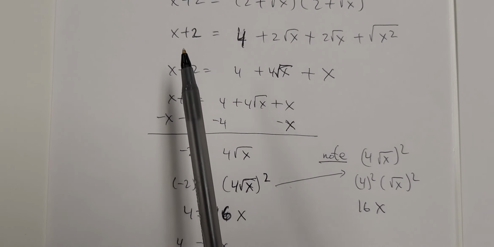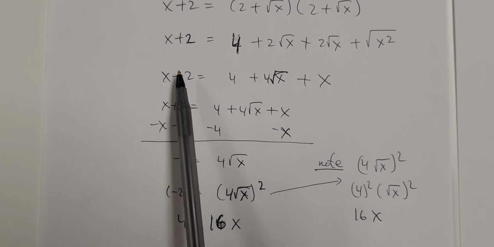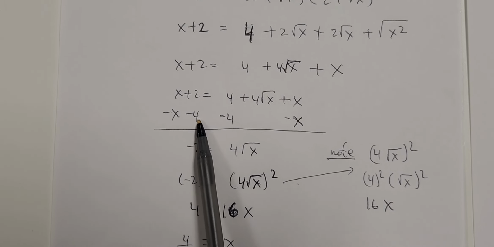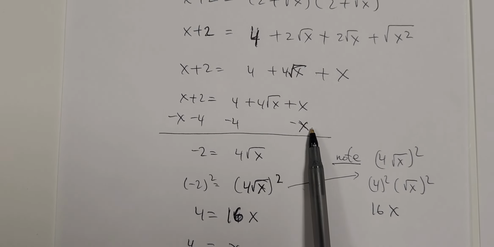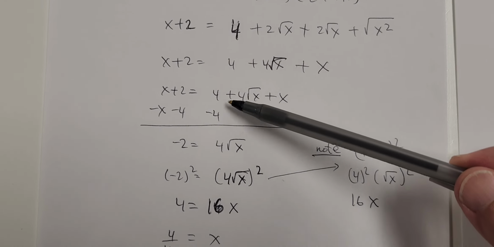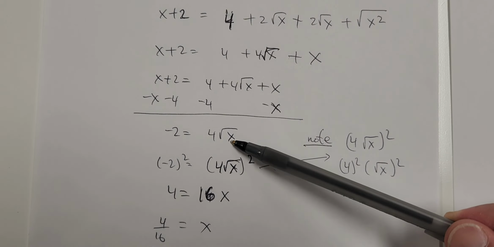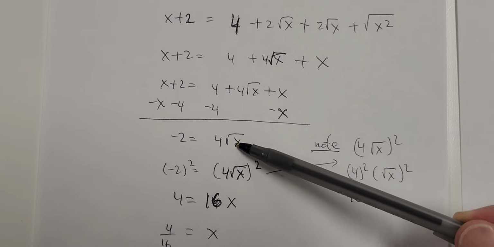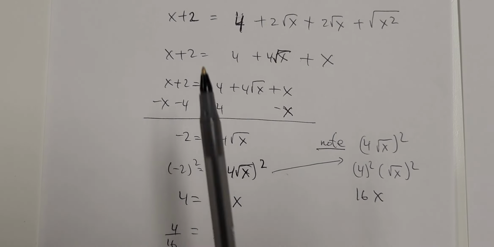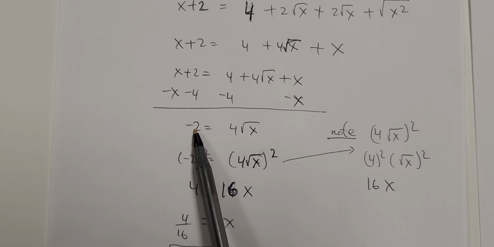So I rewrote what I have up here, moving the 4 over under the 2 and this x under the other x. The 4 goes away, the x goes away, and I just have 4 square root x. This x also goes away, so 2 minus 4 gives me negative 2.